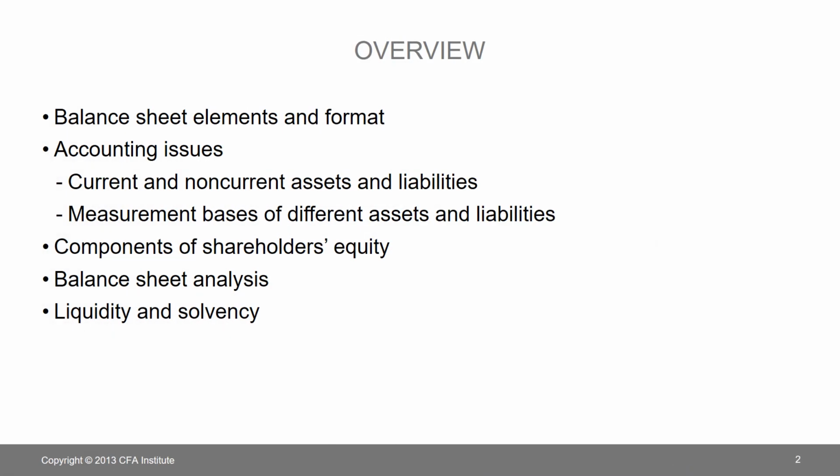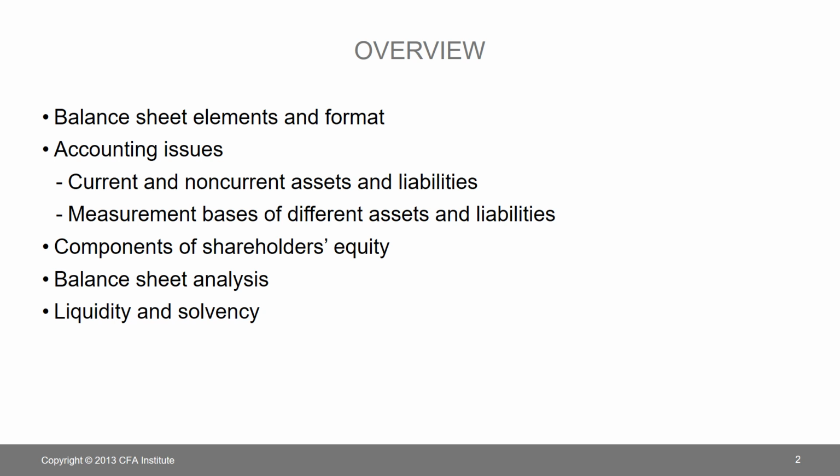So in this lecture, we're going to begin by looking at the different elements of the balance sheet. So we're going to look at the assets, liabilities, and the owner's equity. And then we're going to move on to describing the uses and limitations of the balance sheet in financial analysis. After that, we're going to try to describe the alternative formats of a balance sheet presentation and distinguish between current and non-current assets and current and non-current liabilities.